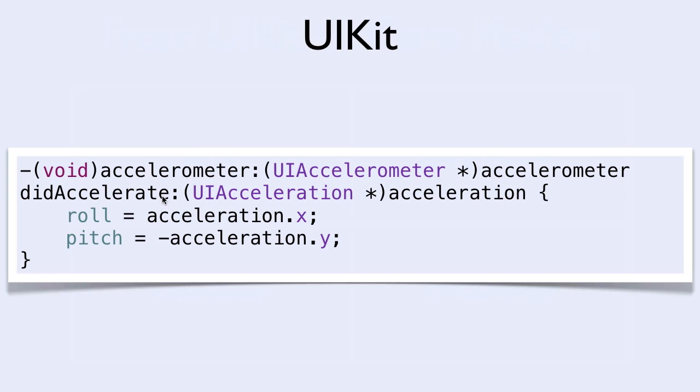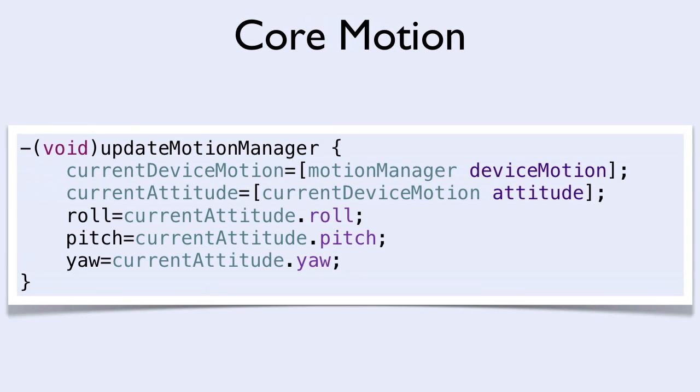To get the roll, we would use acceleration.x, and to get the pitch, we would use -acceleration.y. If we use Core Motion, we would access the data in this way. We would extract the attitude and use that to get the roll, the pitch and the yaw.